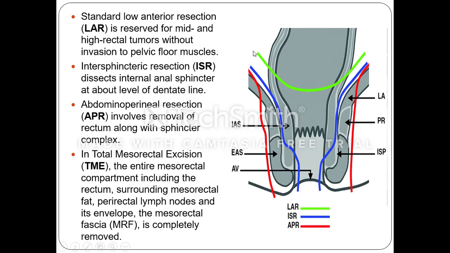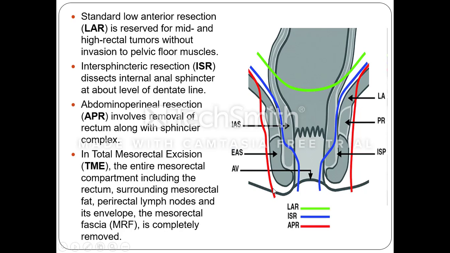These are the planes of different surgical approaches. The green line indicates the plane of low anterior resection above the sphincter complex. The blue line indicates the plane of intersphincteric resection between the external and the internal sphincter. The red line indicates the plane of abdominoperineal resection, which also requires excision of the sphincter complex.